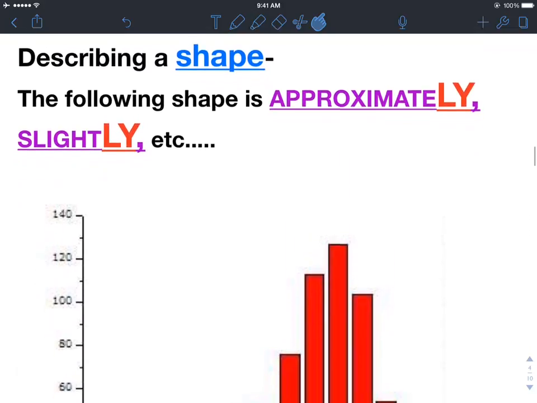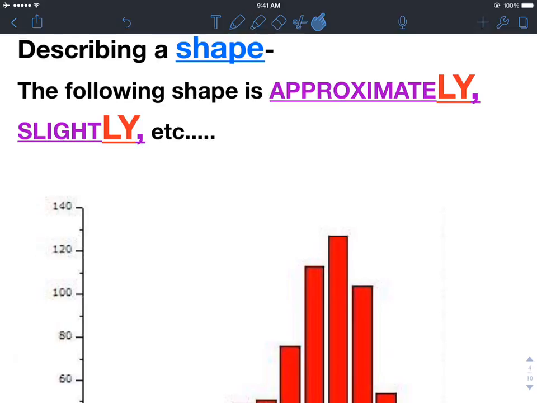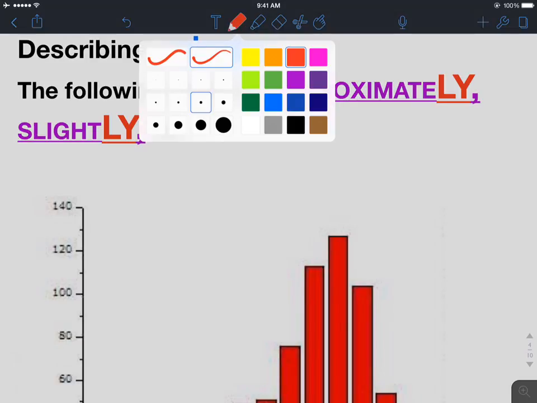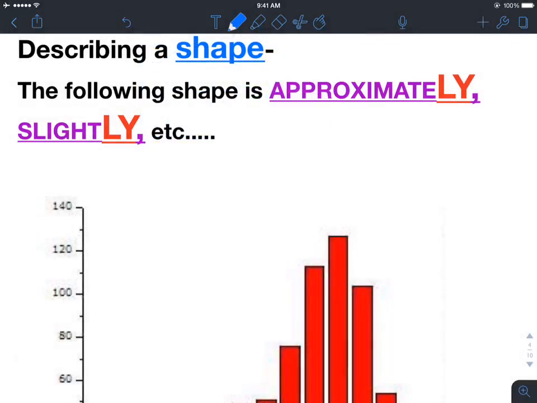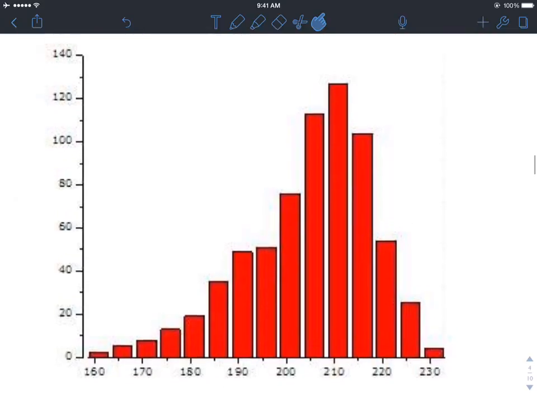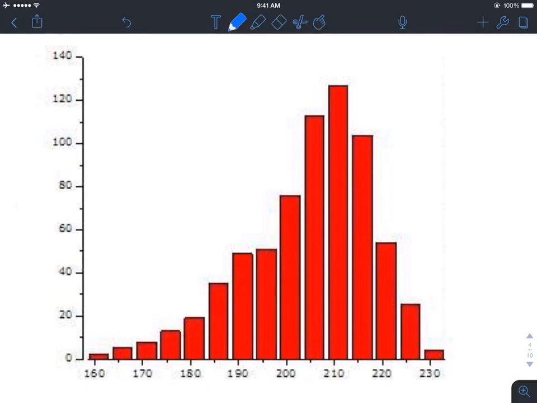Let's take a look at describing a shape. When we describe shapes, we like to use "ly" words. We never say the shape is normal, or the shape is skewed left. No, it's approximately, slightly, almost. The "ly" words are kind of vital to us. So we're going to look at 4 different ways. Here's the first one.